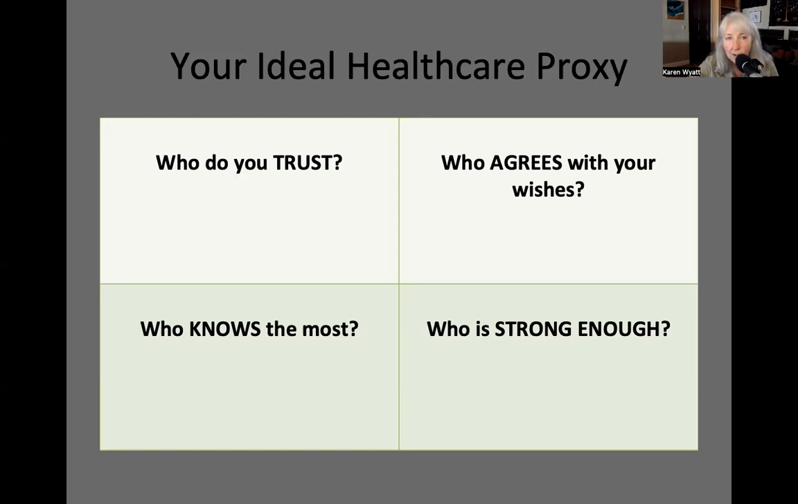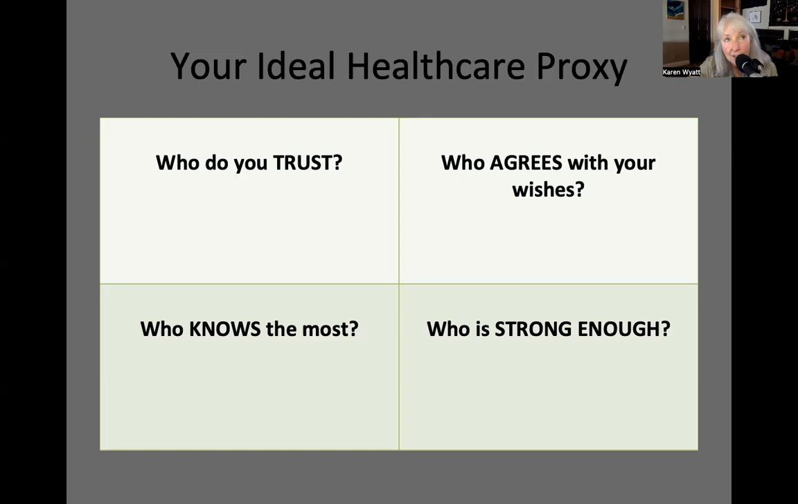So make your list first of who you trust. Circle the names of all the people who agree with your wishes. If anyone knows the most, that person stands out. And who on this list is strong enough. And so hopefully you'll find someone with 3 of these characteristics: trust, agrees with you, and strong enough, who stands out in your list of people as the right person for you to ask.